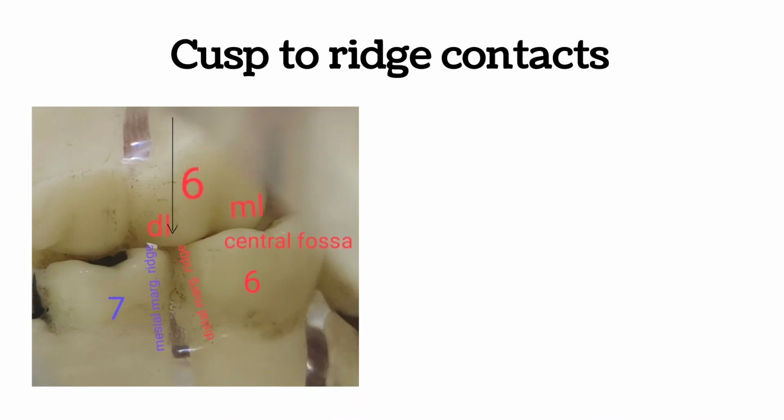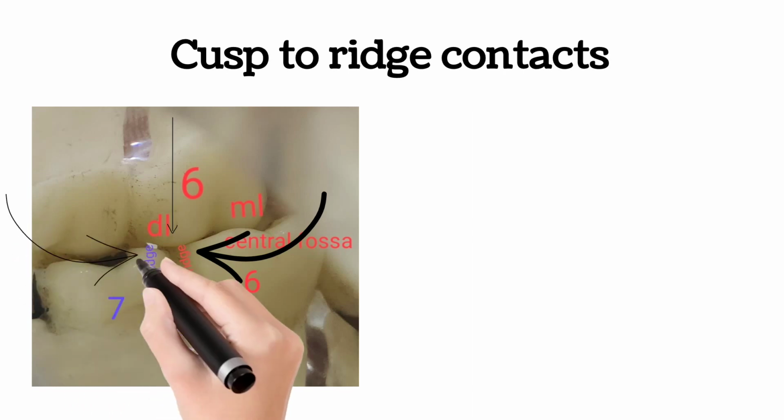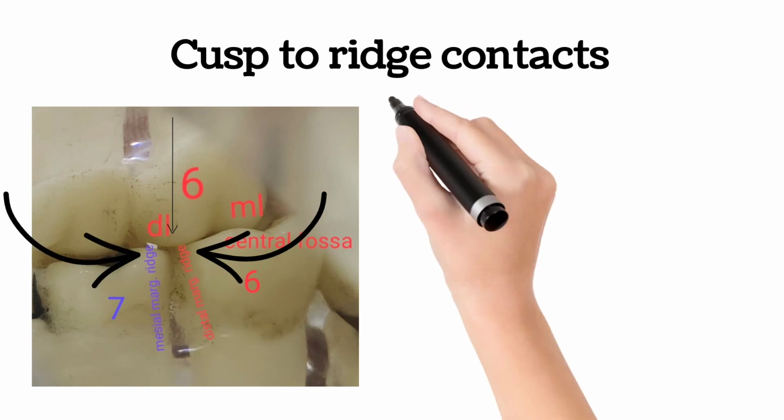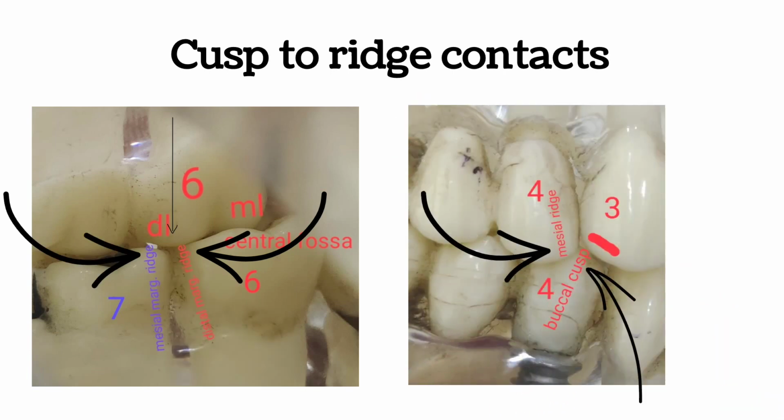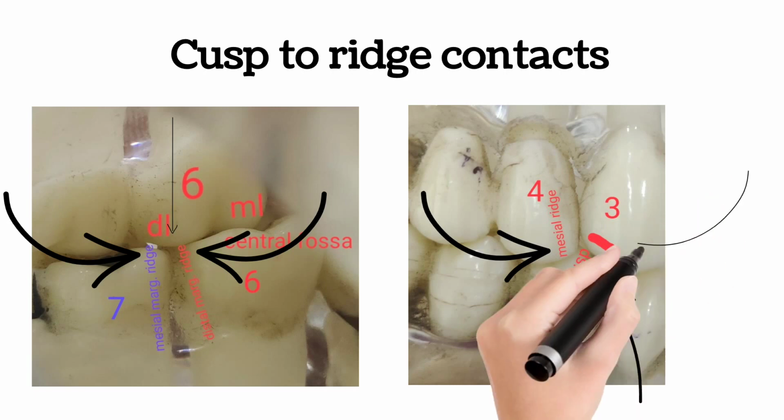Cusp to ridge contact. Distolingual cusp of maxillary first molar contacts the distal marginal ridge of mandibular first molar, or the mesial marginal ridge of second molar. Buccal cusp of mandibular first premolar contacts the mesial marginal ridge of maxillary premolar and canine.